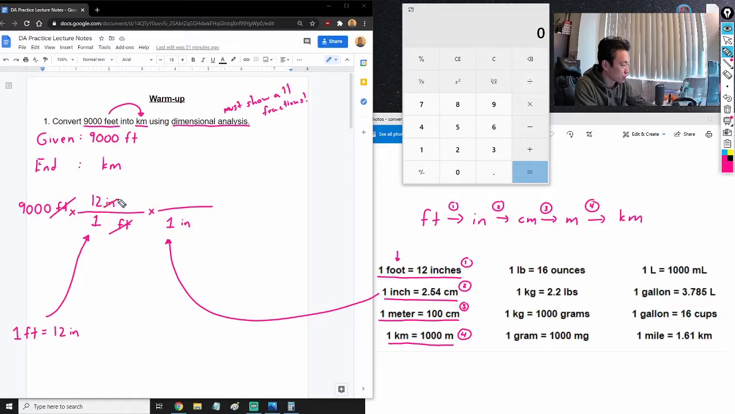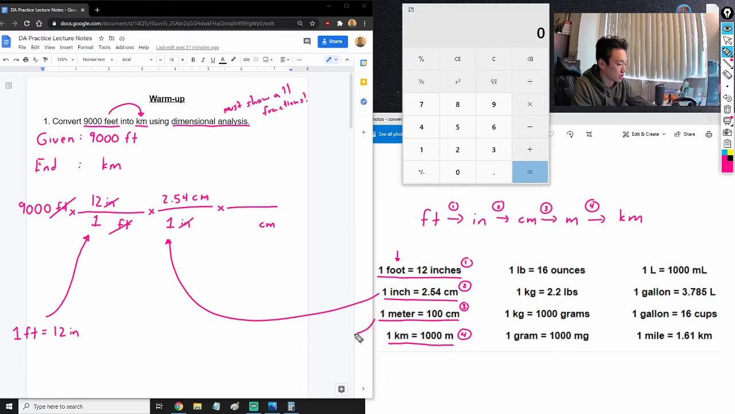And that way the inches can cancel out. Now what is 1 inch equal to? It's equal to 2.54 centimeters, so I'm going to put 2.54 centimeters on the top, and the inches canceled out. Alright, we're still not at kilometers yet, so we're going to set up another fraction. Centimeters on the top, that means we want centimeters on the bottom.